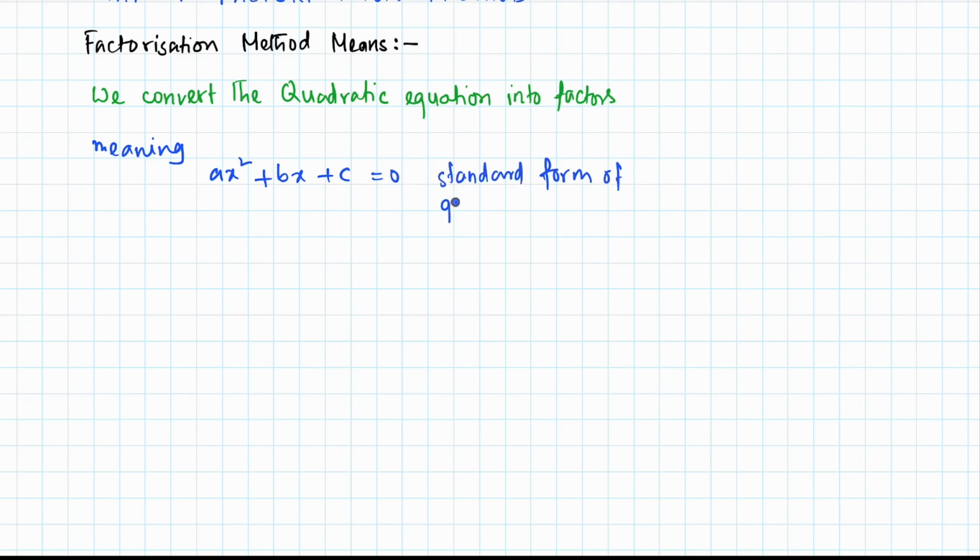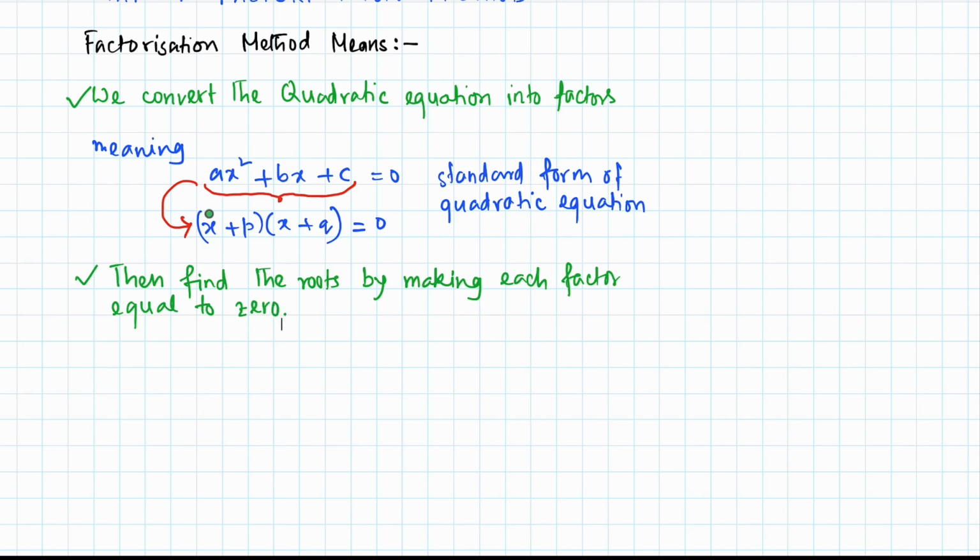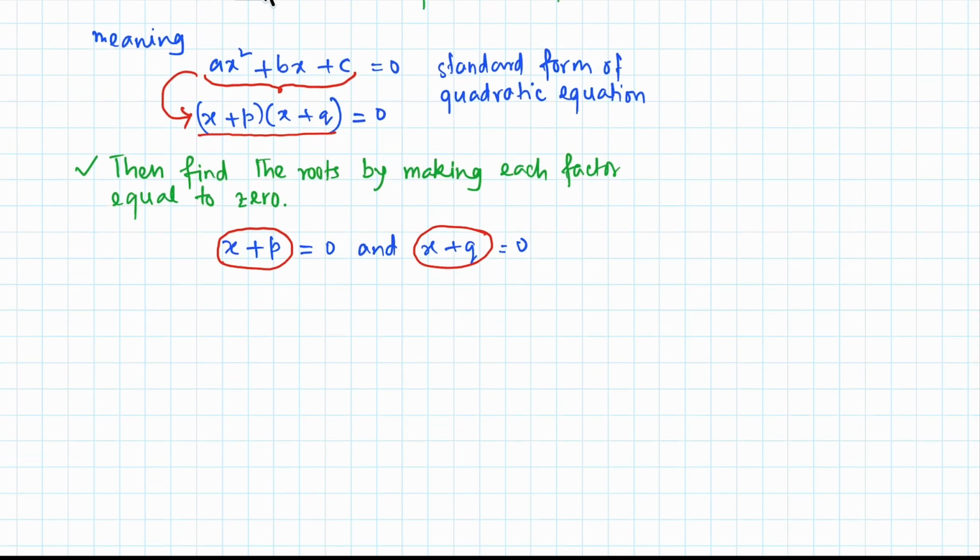Meaning, if a quadratic equation x square plus bx plus c equal to 0 is given, which is the standard form of a quadratic equation, we can express this equation in the form of x plus p times x plus q equal to 0. These are the factors of the quadratic equation. Once we can do this factorization, we can find the roots by making each of the factors equal to 0. Whatever factors have been given, if we equate them to 0, we can find the value of the variable or the roots of the quadratic equation, that is, x plus p equal to 0 and x plus q equal to 0.